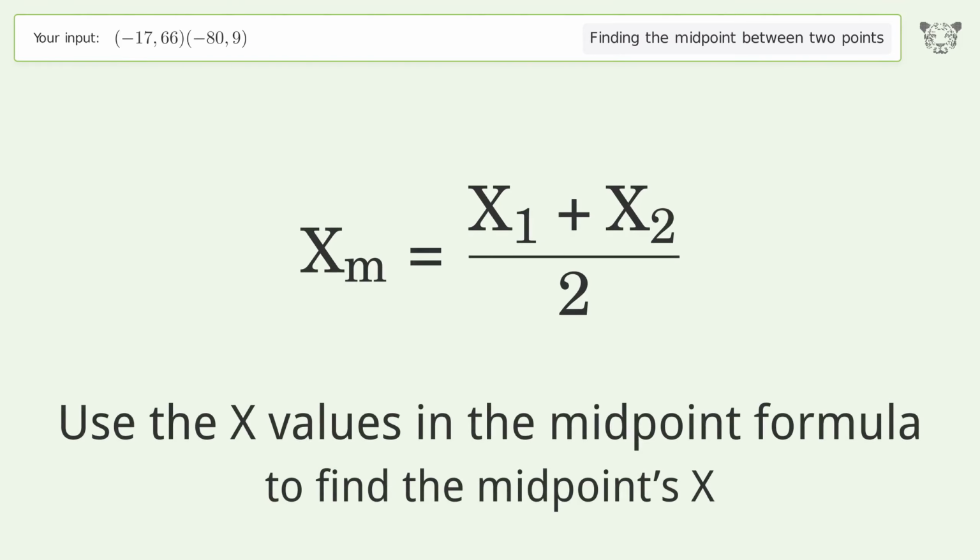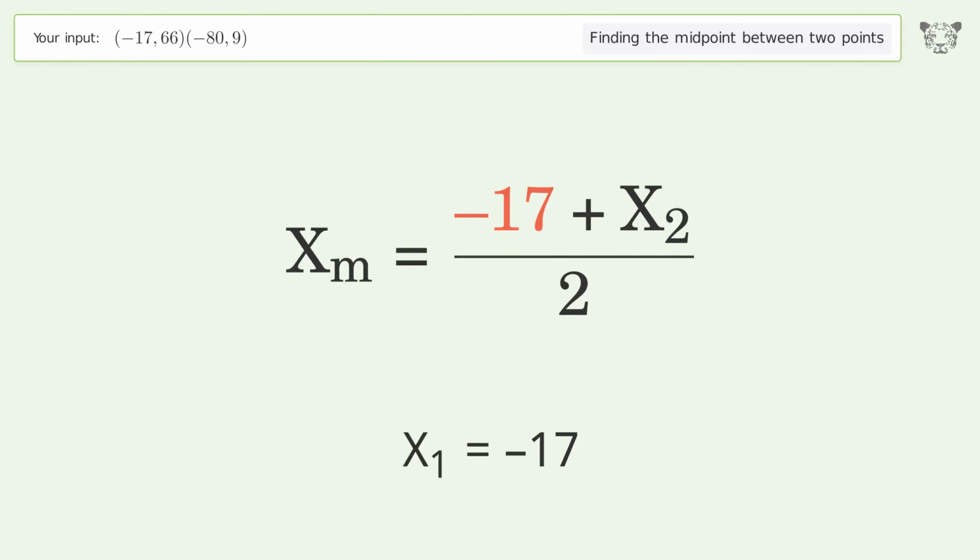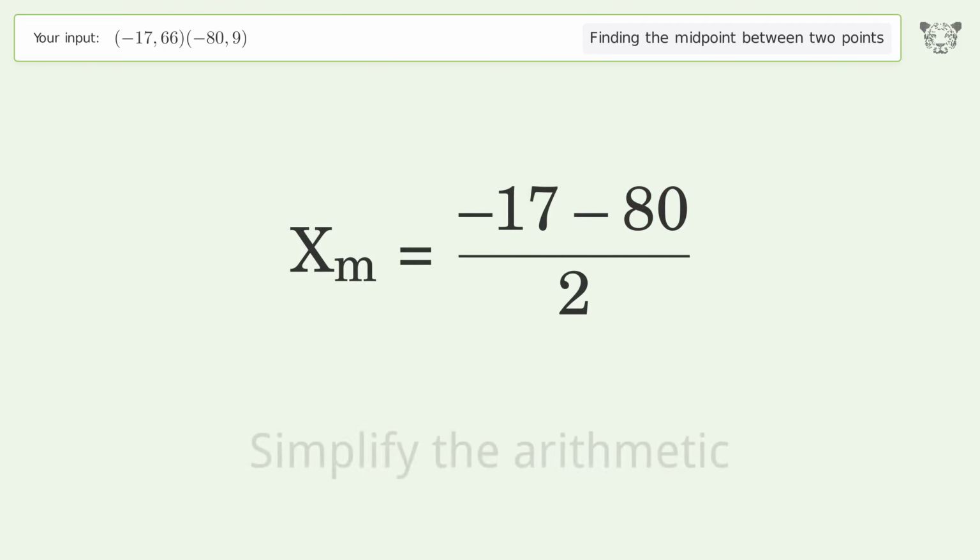Use the x values in the midpoint formula to find the midpoint's x. x1 equals negative 17. x2 equals negative 80. Simplify the arithmetic.